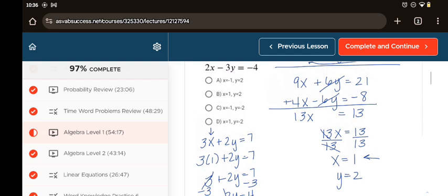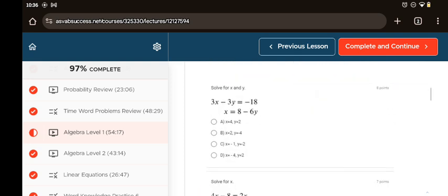I'm going to go back to my question. This is negative 1, positive 2, positive 1, positive 2. Perfect. Our answer is B. Okay, I hope this is making sense. If you're ready, let's keep going.